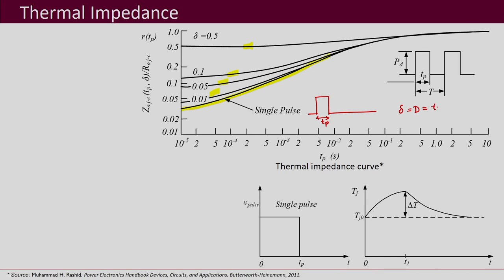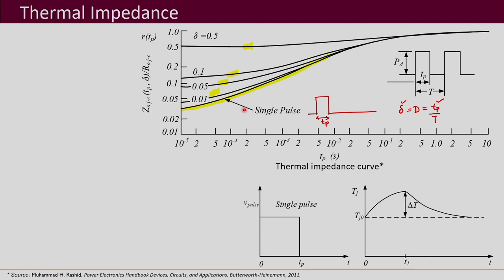That is your Tp by T. So, if we know this duty ratio and this Tp, then we will also be able to find out this T. With respect to different values of this duty ratio and Tp, these plots are provided for the thermal impedances. So, whenever we see that the transient response is going to be more valid or important for a particular purpose, the way the power dissipation is taking place, in that case, we can use these kinds of graphs.